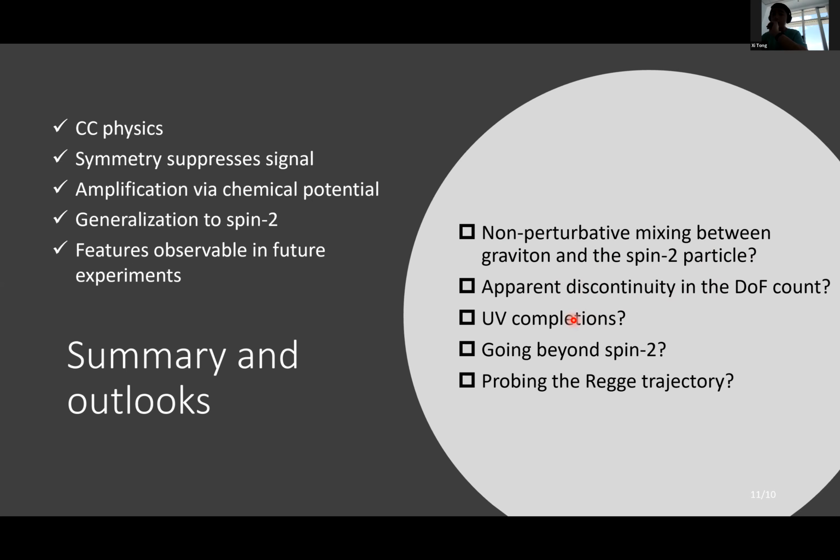Also, we are studying exclusively in the EFT regime. We need to perhaps look at the UV completions for these models. And then we need to go beyond spin-2, which is interesting because it may help us to probe the Regge trajectory if we can see the string oscillatory modes.